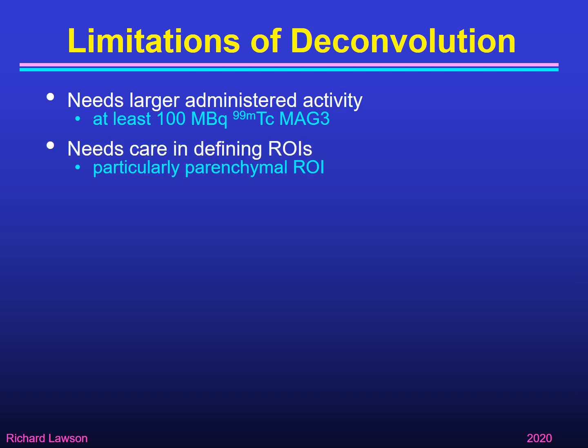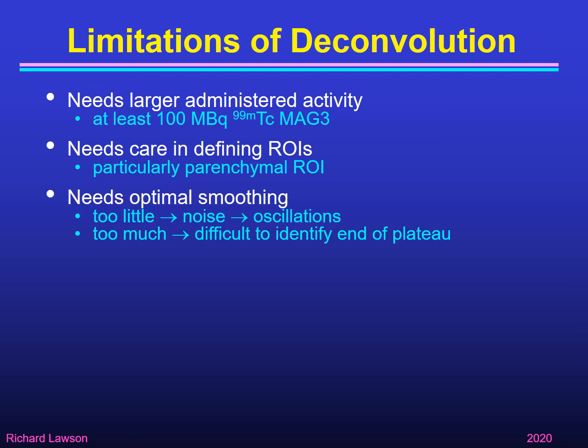You need care in defining the regions of interest, particularly the parenchymal region of interest, which needs to be very carefully drawn, particularly a problem if the patient moves at all. You need optimal smoothing. If you do too little smoothing, you end up with noisy data, which ends up with oscillations in the response function. If you do too much smoothing, you have difficulty in identifying the end of the plateau.